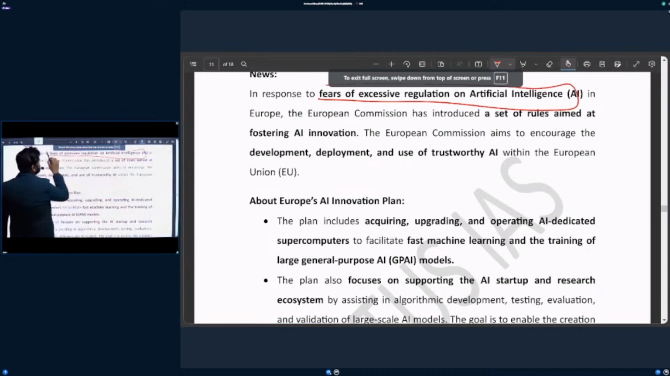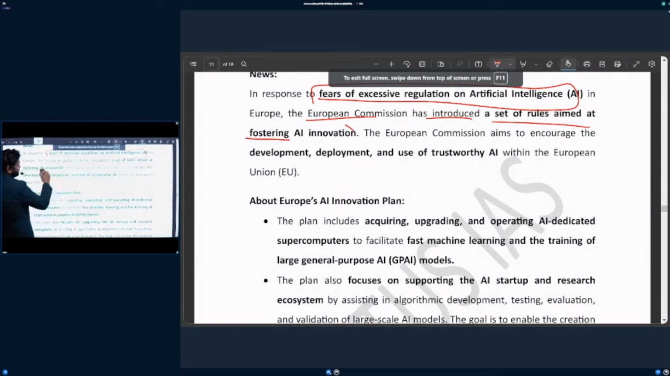that Europe has excessive regulation of AI. यूरोप में एक एप्रीहेंशन था that यूरोप हैज एक्सेसिव रेगुलेशन ऑफ एआई, सो दे वांट टू डाइल्यूट दिस एक्सेसिव रेगुलेशन. इसलिए कानून लाया जा रहा है. यूरोपियन कमीशन हैज इंट्रोड्यूस्ड अ सेट ऑफ रूल्स दैट एम्ड एट फॉस्टरिंग एआई इनोवेशन. अब जल्दी से देख लेते हैं इसमें है क्या.